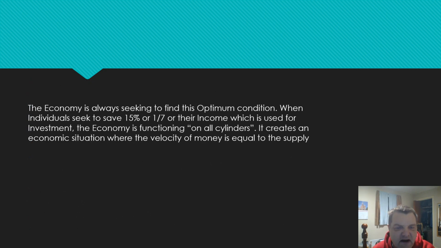The economy is always seeking to find this optimum condition. When individuals seek to save 15% or 1/7 of their economy, the economic multiplier, which is used for investment, the economy is functioning, as they say, on all cylinders. It creates an economic situation where the velocity of money is equal to the supply.